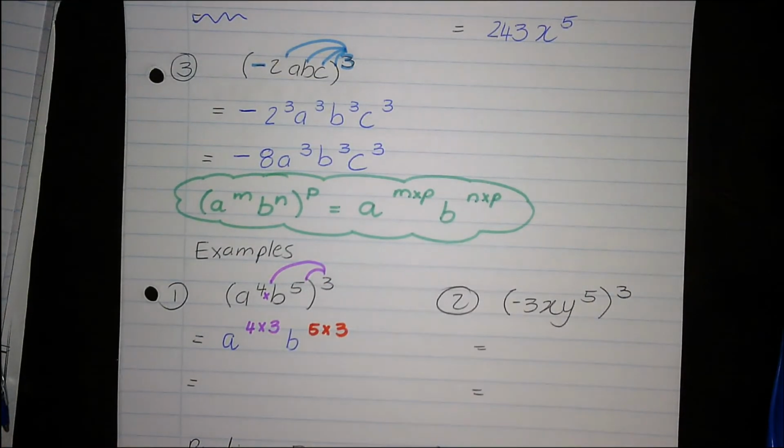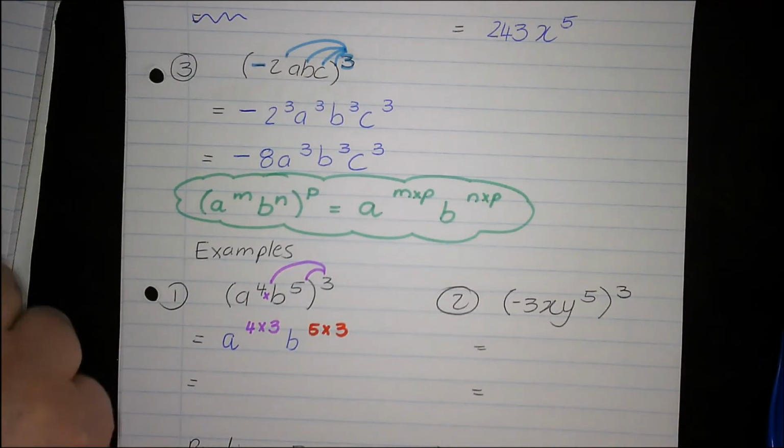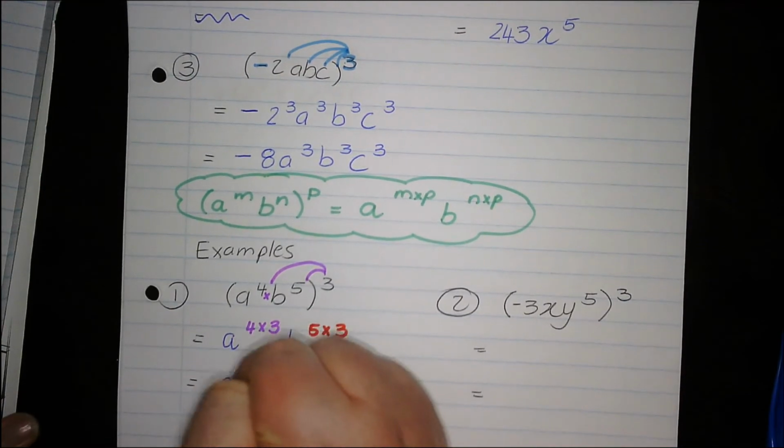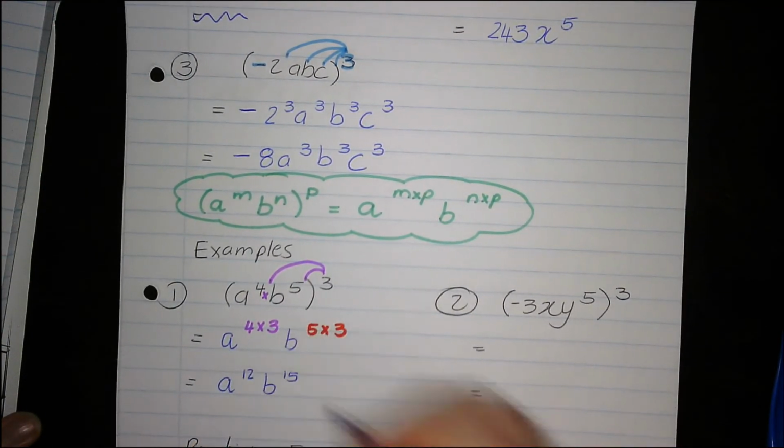If there's a noise in the background, my dog is trying to get my attention. Just ignore her. That's a to the power 12, b to the power 15.